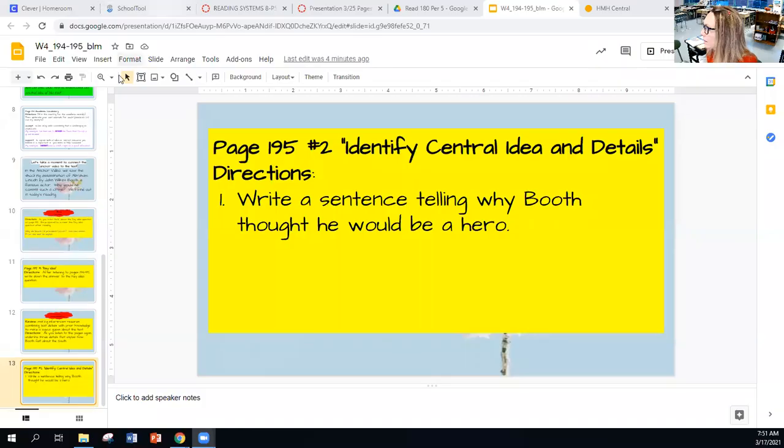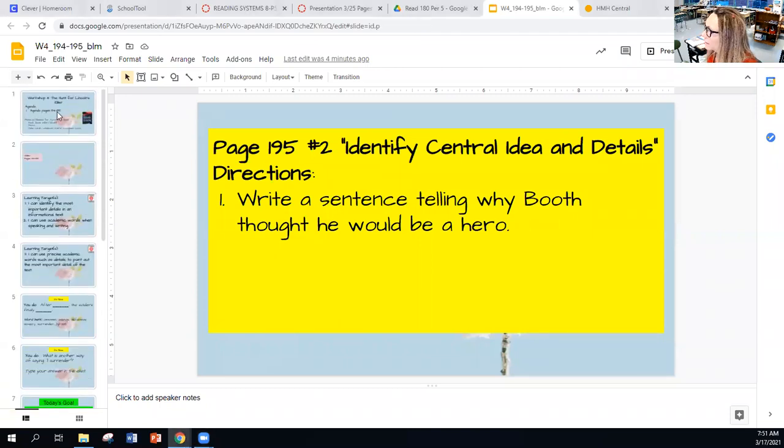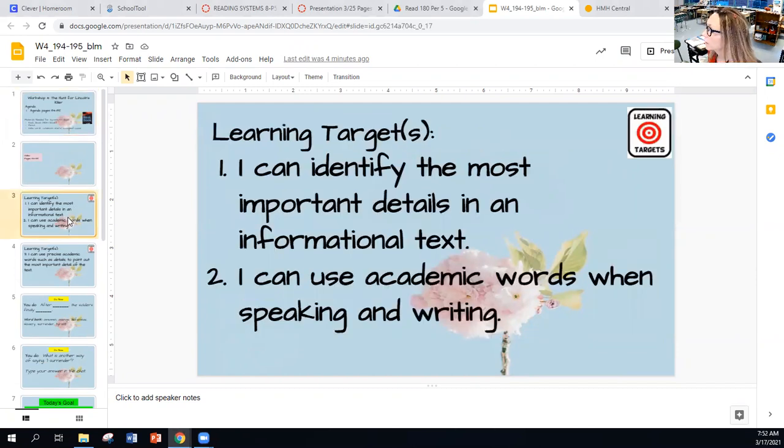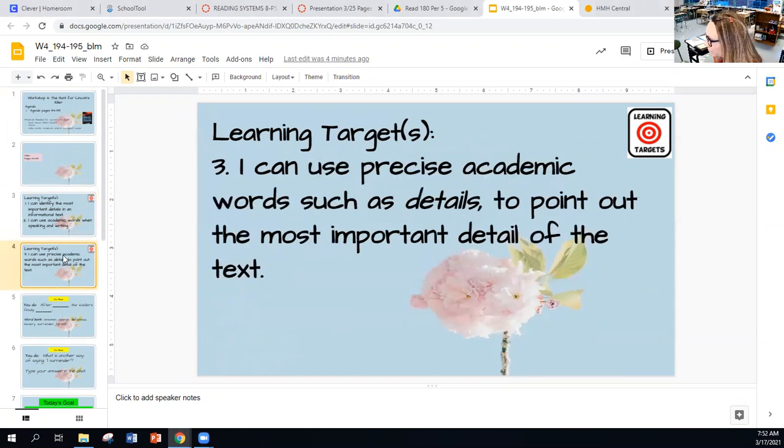Okay, so we are working on pages 194 to 195 in your R book. So I'll go over the learning targets. Learning target for 194 to 195: I can identify the most important details in an informational text. I can use academic words in speaking and writing. And I can use precise academic words such as details to point out the most important detail of the text.